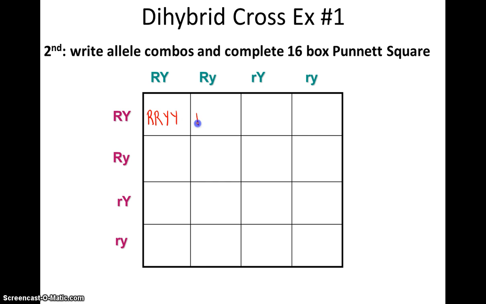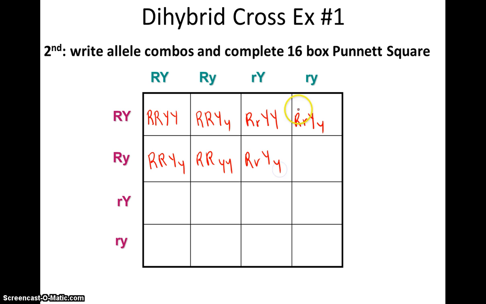So if we do that here, big R, big Y, little y. And remember, still you follow the rule of you put the dominant one first. It doesn't matter which parent it comes from. You just need to fill it in dominant first. And so you see I did that again. I've got a little one, big R, little y, little y. So you just go through and match them up.